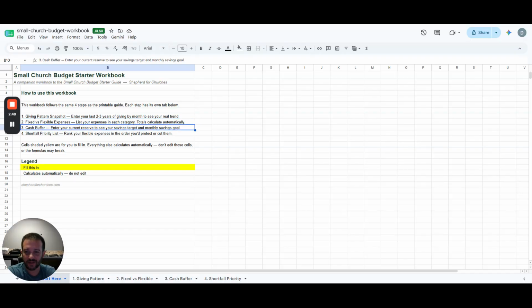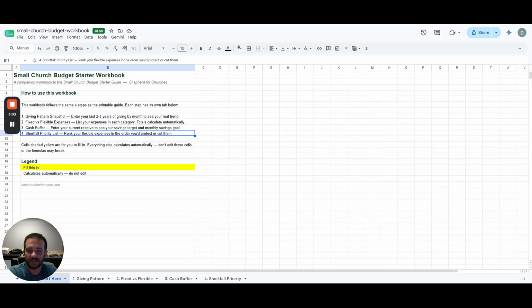Then a cash buffer. A cash buffer would be how much money we want to have in the bank at our lowest point. So if we have a couple of months where we're not going to be collecting much money, historically that's been over summers. People go on vacations, people are away, they're not giving as much. How are you going to get through those times?